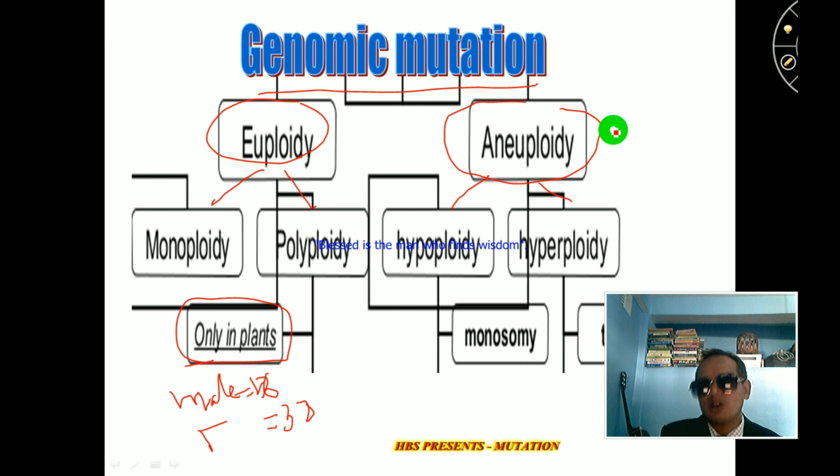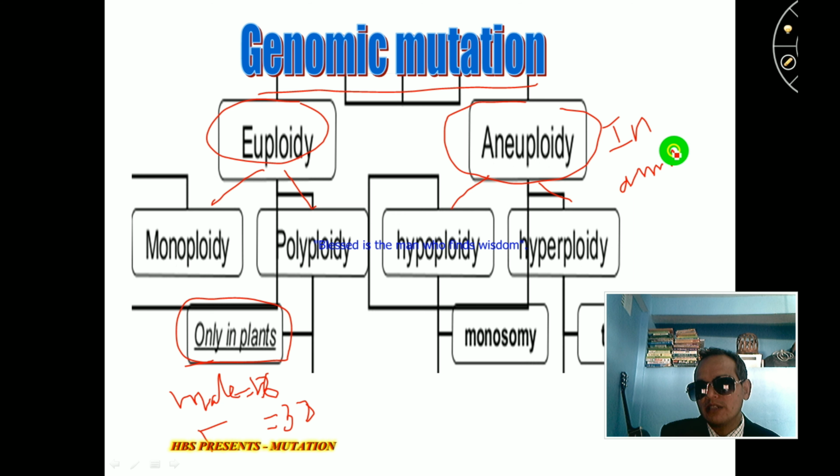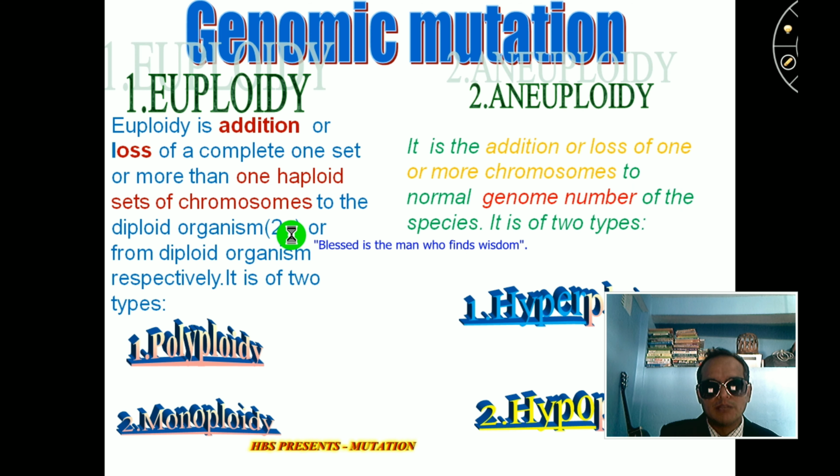Whereas aneuploidy mostly occurs in animals, and it's very common in human beings. We'll discuss this one in detail too, but let's first go through the definitions of euploidy and aneuploidy. Look here.